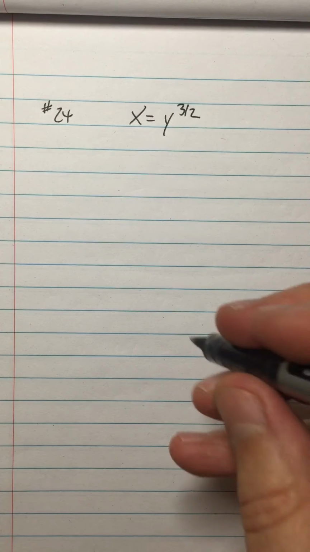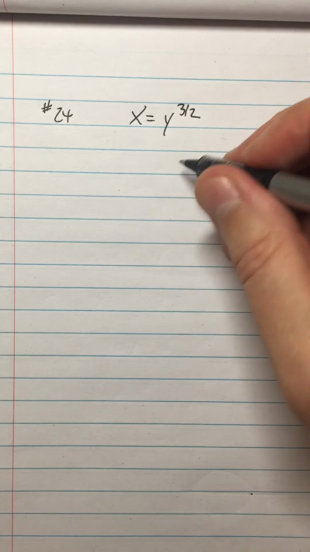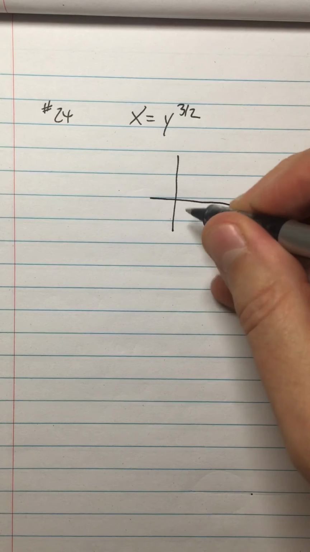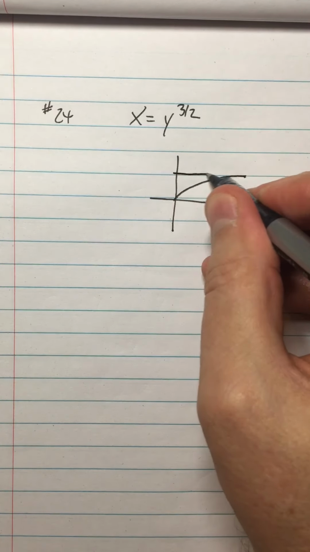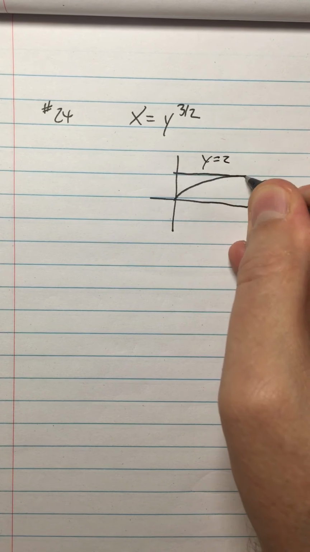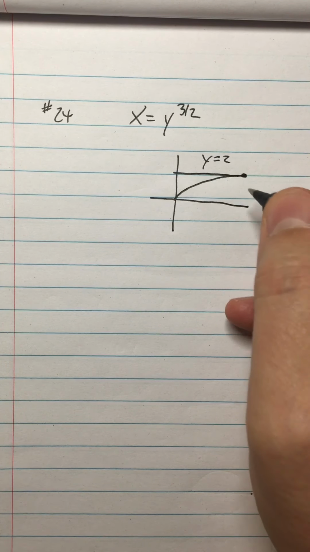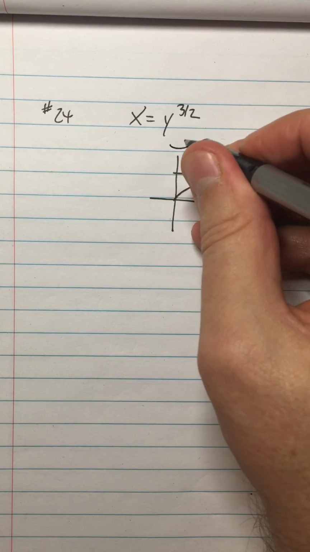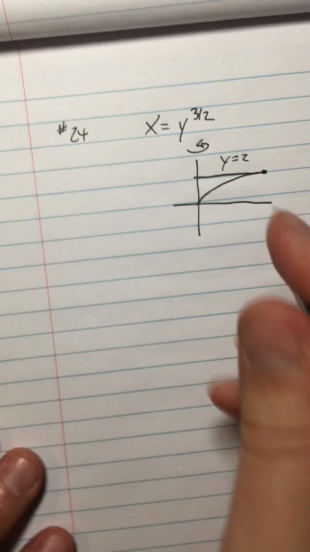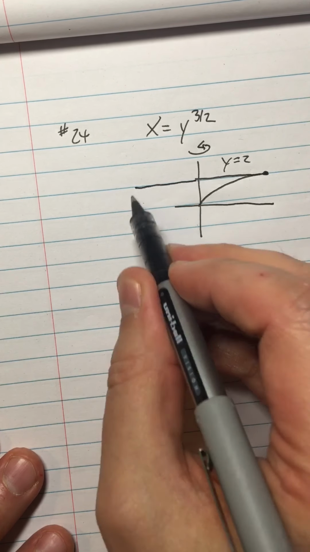It sort of looks a little square rooty. All right, so I got a thing that goes like that, and then I got the line y equals 2. Am I going to need to find this x at this intersection point? I am not. Now I got to rotate this around the y-axis, right? So let's create a mirror image over here.